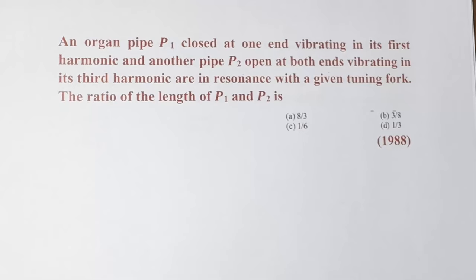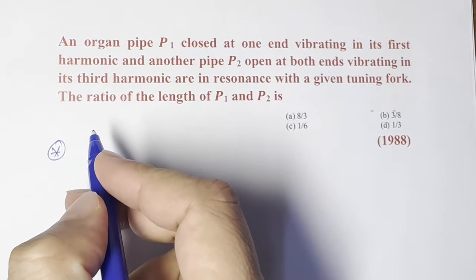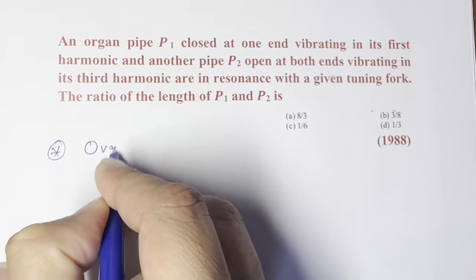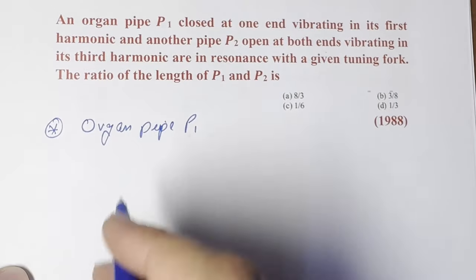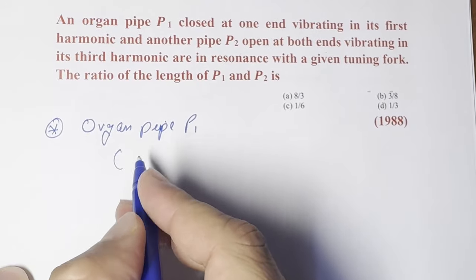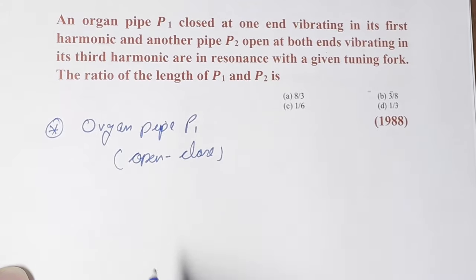So we have two organ pipes. One is, you can say, open-closed, and the other one is open, and we are going to find out the ratio of their lengths. Let us start with our first case: an organ pipe P1, and because it is closed at one end, we are going to call it open-closed, because it will be open at one end and closed at the other end.